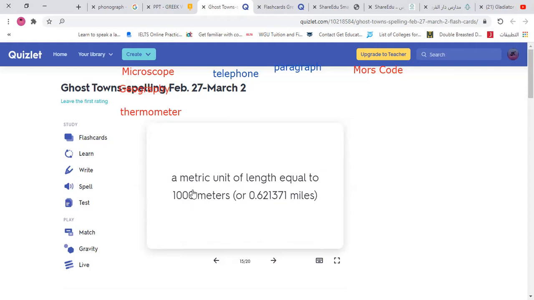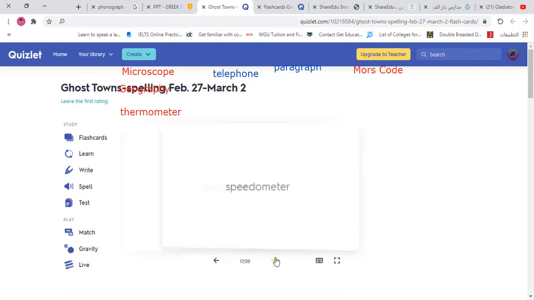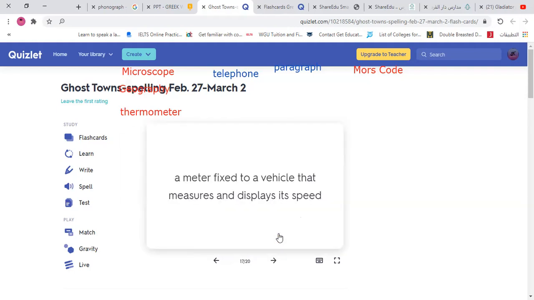Kilometer. Kilo, it's a metric unit of length equal to 1,000 meters. Centimeter is what? A metric unit of length equal to 100 meter. Speed, speedometer is what? A meter fixed to a vehicle that measures and displays its speed.